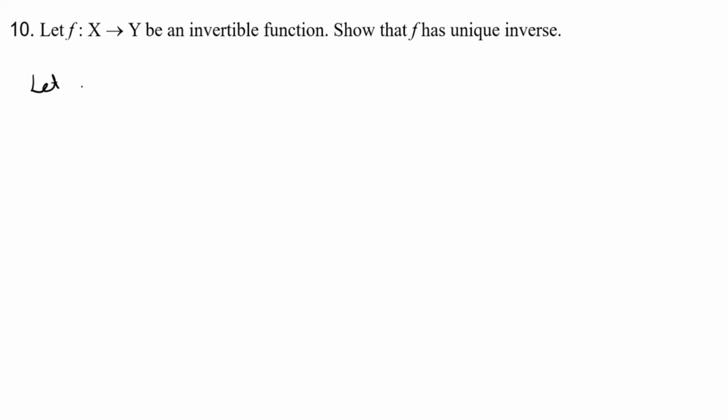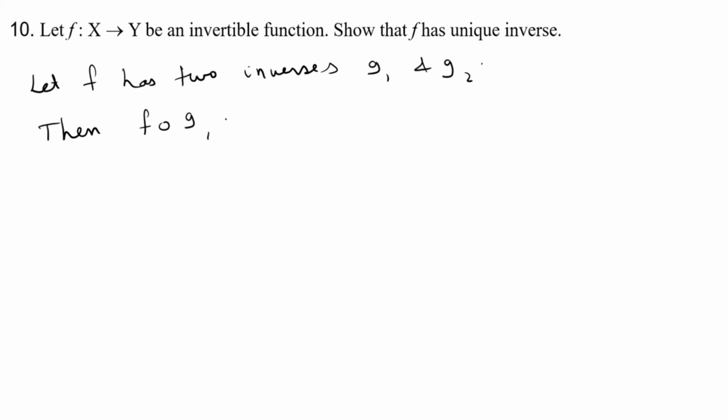Now let us take the contradiction. Let f have two inverses. So we will take f has two inverses g1 and g2 and we will prove that g1 is equal to g2. If g1 is equal to g2, then it means f has got only one inverse. So if f has got two inverses g1 and g2, then we have f∘g1(y) equal to the identity function on Y and f∘g2(y) equal to the identity function on Y.